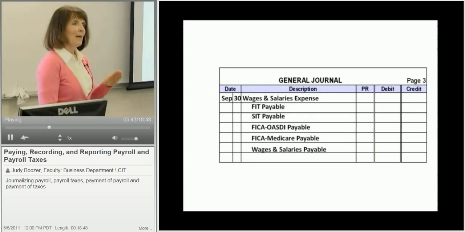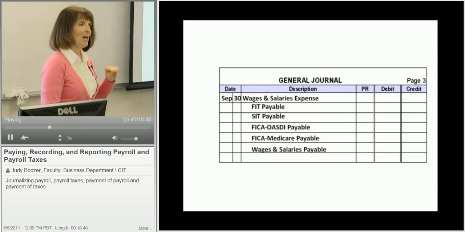Okay, wages and salaries payable is net pay, the amount you actually are going to give your employees in the form of their paycheck.